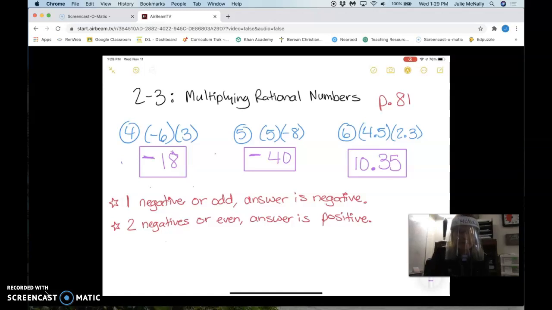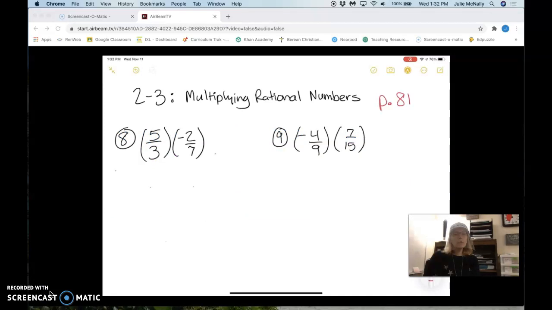We'll be right back. Okay, for 8 and 9, we're going to multiply actual fractions. So remember the rules when we're multiplying fractions. You just multiply the top numbers together, and you multiply the bottom numbers together. So what is 5 times negative 2? Negative 10. And then 3 times 7? Yes, good. 21. And that's all there is to it.